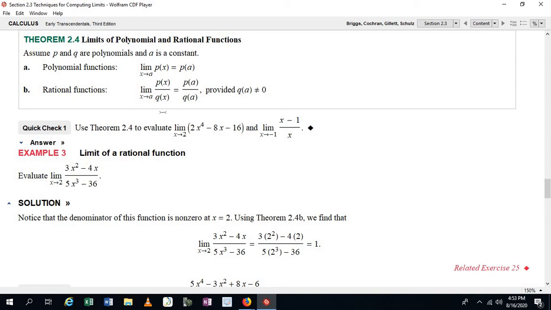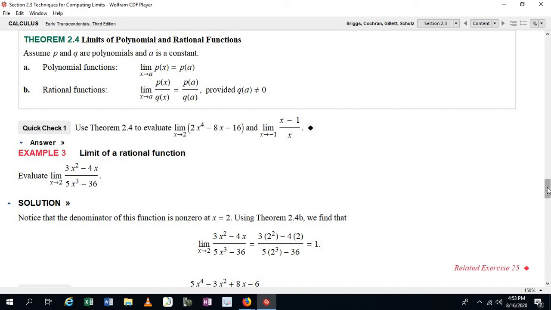It's also true for rational functions. If you have a polynomial divided by a polynomial, and you're trying to find the limit of it as x approaches a, by the way, this is called a rational function when you have a polynomial divided by another one, you can evaluate that limit using direct substitution. It's p evaluated at a divided by q evaluated at a, provided that q of a is not 0, because again, you can't divide by 0 here.